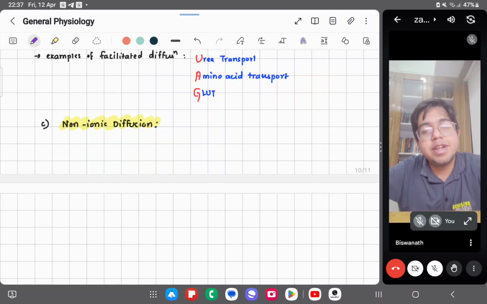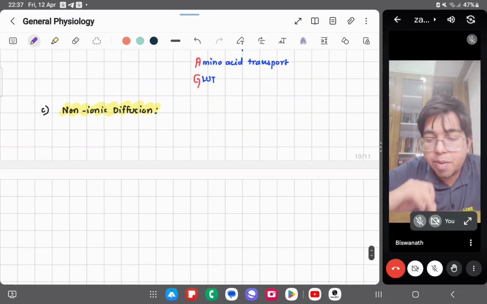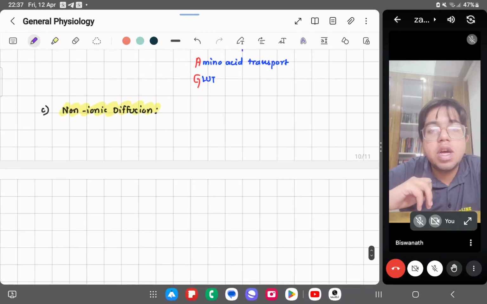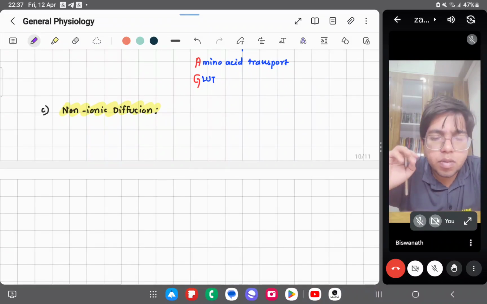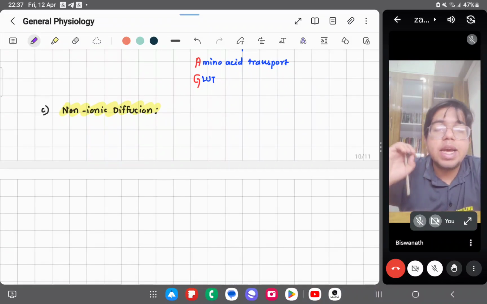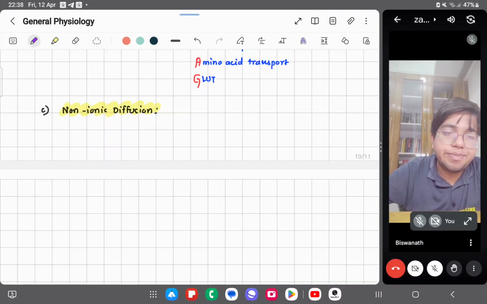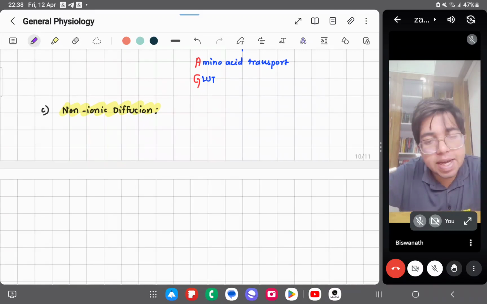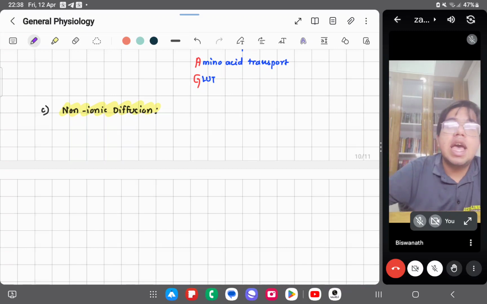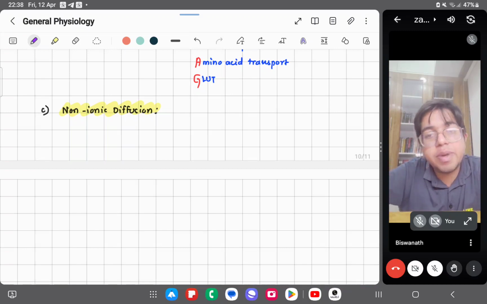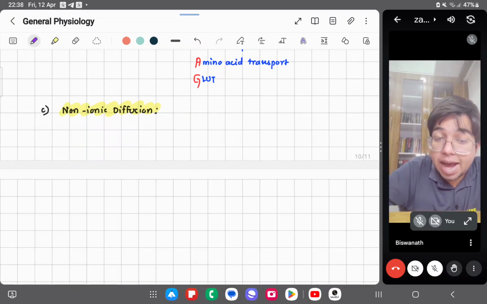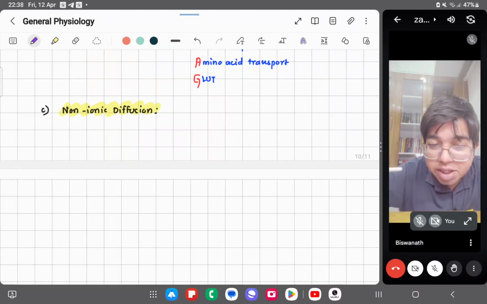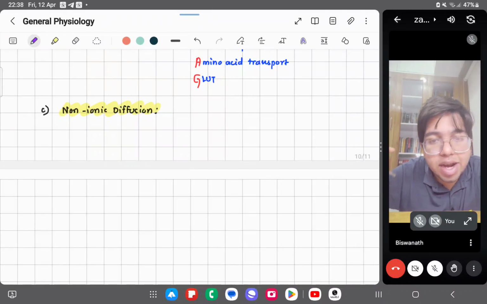So let's talk about non-ionic diffusion now. Non-ionic diffusion means, I'm giving an example: in the collecting duct, the ammonia that is secreted by the cell into the lumen binds with the H plus ion to form NH4 plus ion. You know this? NH4 plus ion. After diffusion into the lumen, it gets ionized. And this ionization of the ammonia is called non-ionic diffusion.